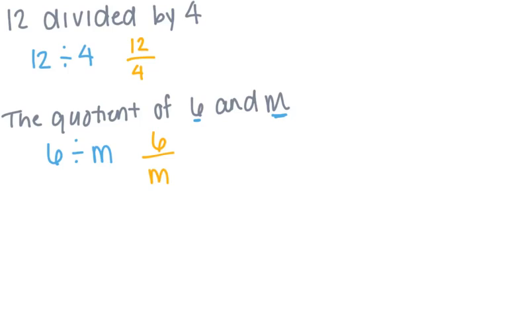So if you get a question that says the quotient of blank and blank, the first number or the first letter is going to be the dividend, and then the second number or letter is going to be the divisor.